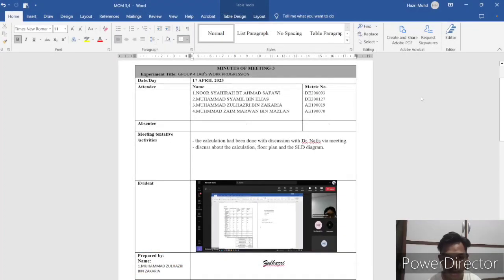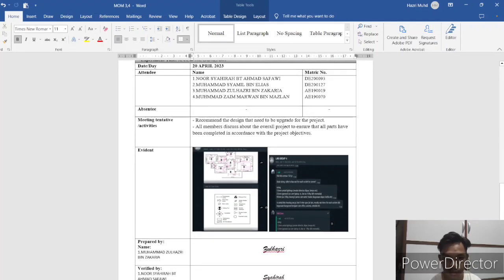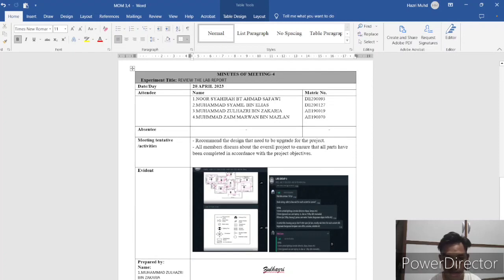For minute meeting 3, the group held a lab work progression meeting with the supervisor on 17 April. The discussion was about the calculation of the load table of the new house plan, and also the floor plan and the single line diagram. And for minute meeting 3, we review the lab report before submission.